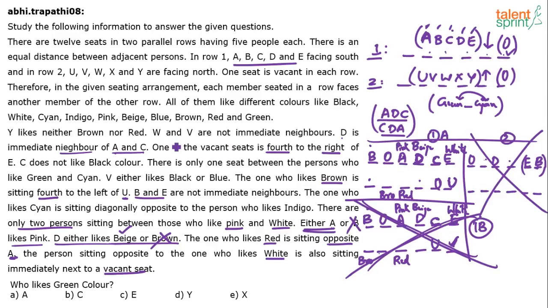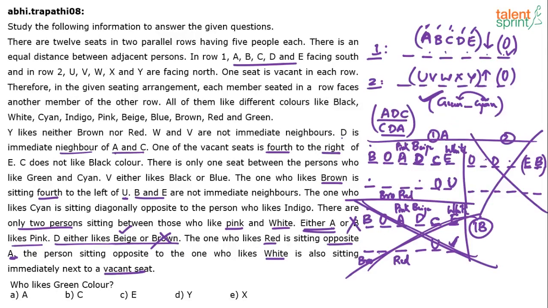W and V are not immediate neighbors. D is immediate neighbor of A and C is done. One of the vacancies for the right of E is done. C does not like black color. Okay, later stage. There's only one seat between green and cyan. I think this point is useful. We have used this, right? Pictorially we have represented. Let's try and use that now. See, look at it. There is only one seat between green and cyan, he says.